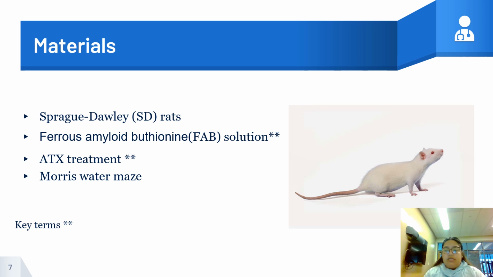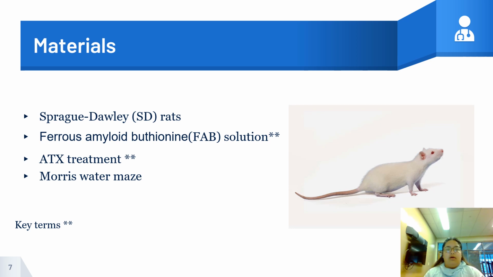The materials for this experiment are as follows. They needed a total of 60 male Sprague-Dawley rats, also known as SD rats. They needed the ferrous amyloid buthionine solution, also known as FAB solution. They needed astaxanthin treatment, also known as ATX treatment, and a Morris water maze.